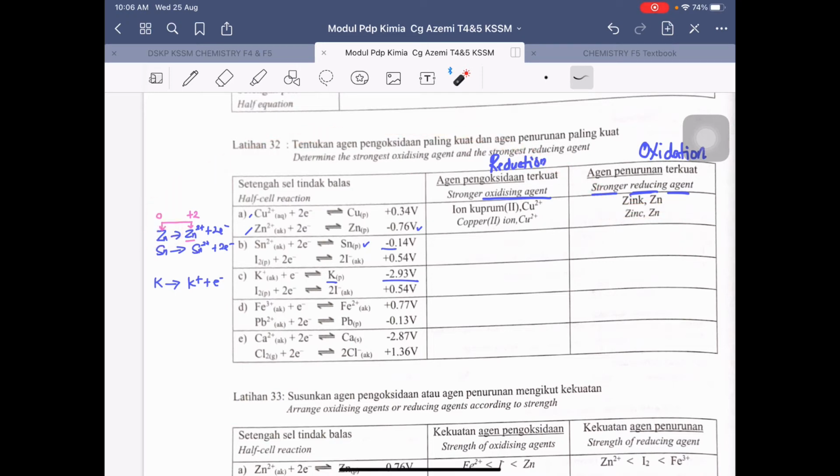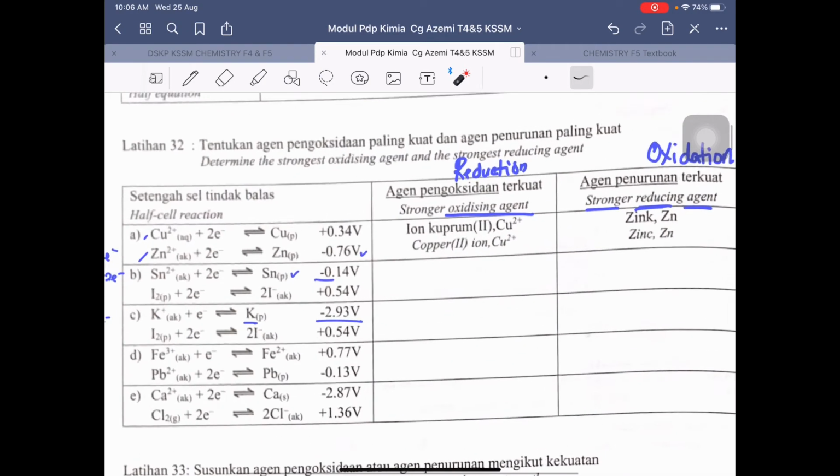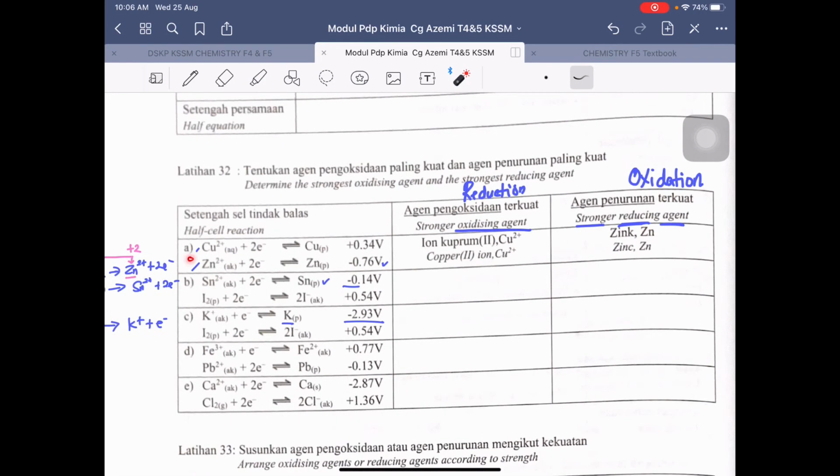The oxidation process. So, siapalah oxidizing agent? You see here. Cu2 plus. Kenapa bukan Cu? Okay, kenapa bukan Cu? Sebab look at the equation over here. Kan Cu2 plus tu dia punya oxidation number adalah plus 2.